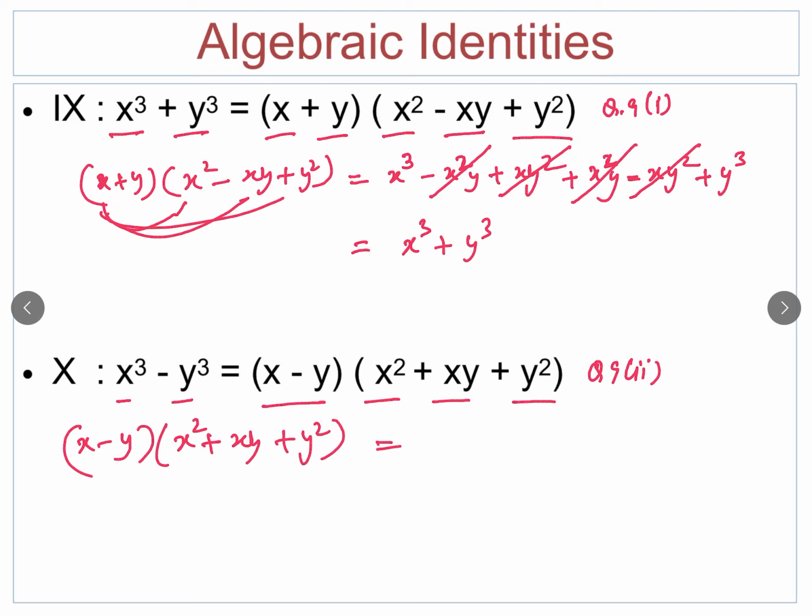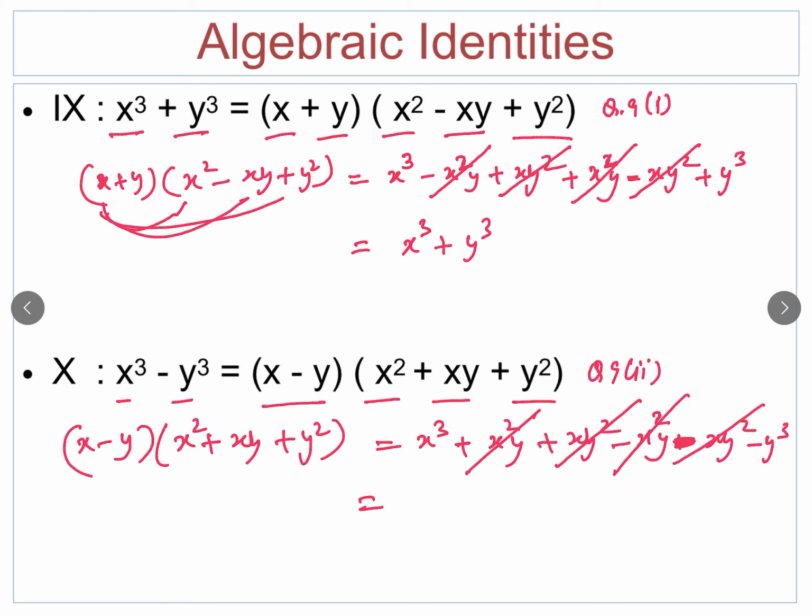Again we'll multiply this x with all the terms inside the second bracket. So it will be x cube plus x square y plus x y square. Then we have minus y into x square will be minus x square y, and minus y into plus xy will be minus x y square. Then minus y into minus y square will be minus y cube. Okay, this plus x square y will cancel the minus x square y, and this plus x y square will cancel the minus x y square. So we remain with x cube minus y cube.